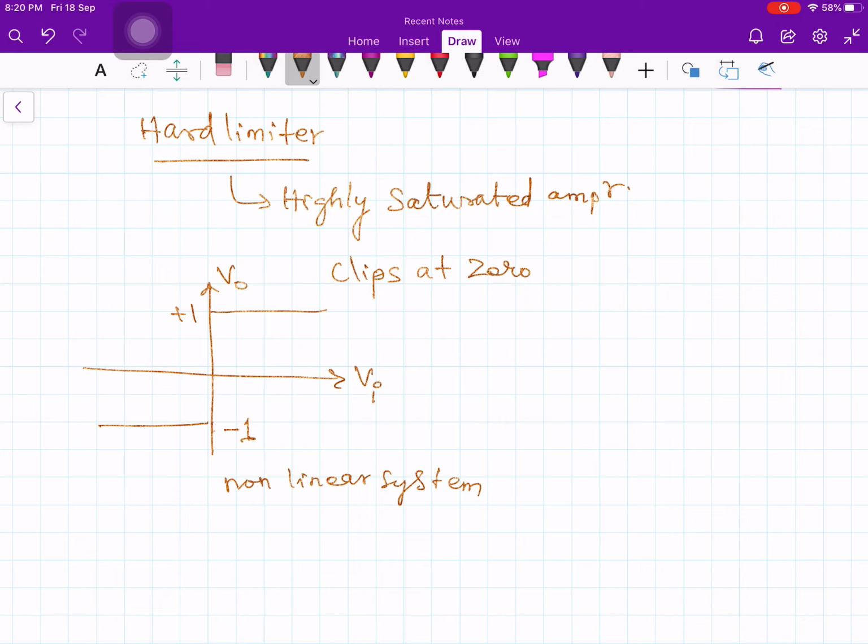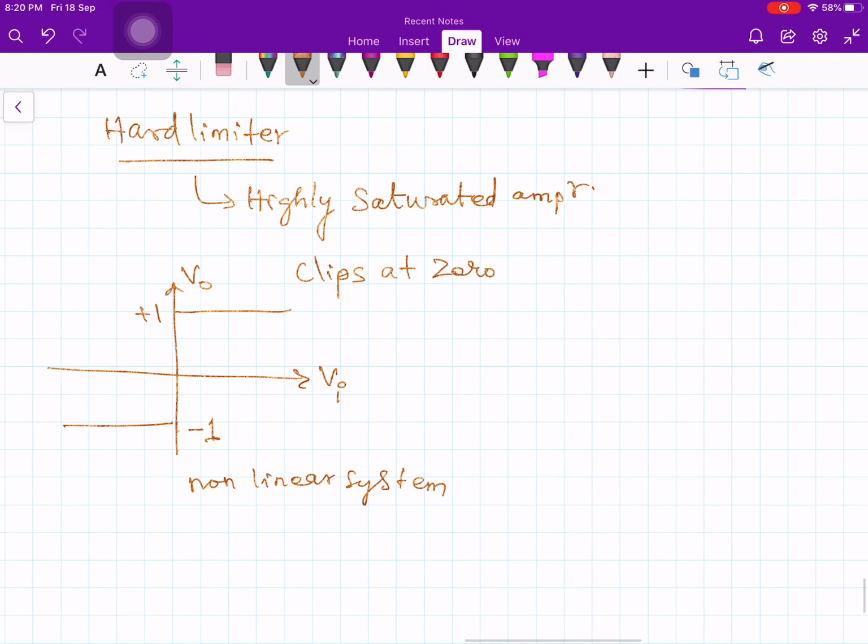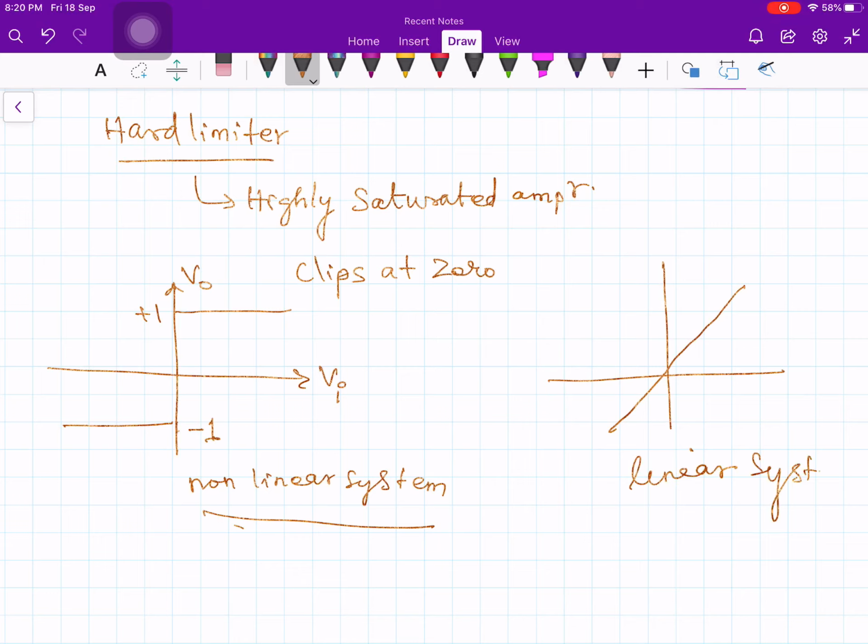Now what about your amplifier? If you want to plot the output versus input characteristics, like output voltage versus input voltage on an instantaneous basis, then for an amplifier it should be a straight line. But here we have a non-linear system. This is a linear system. Basically your amplifier operates in the linear region.